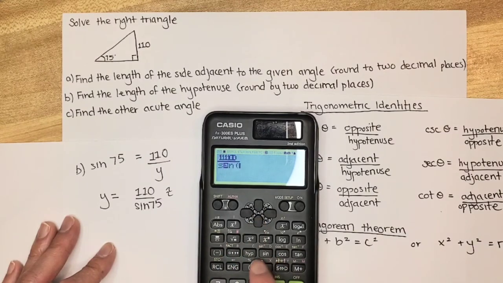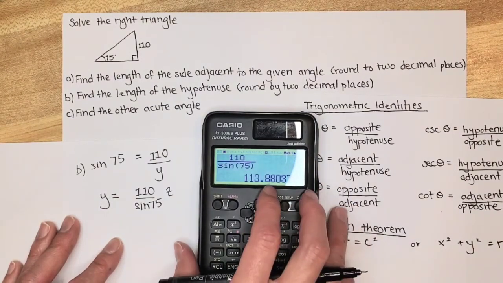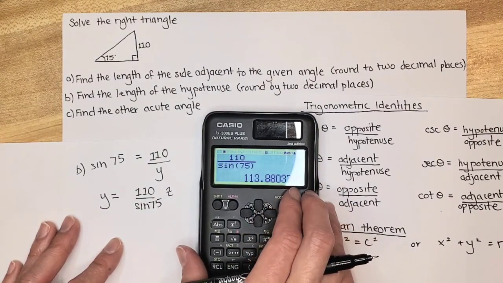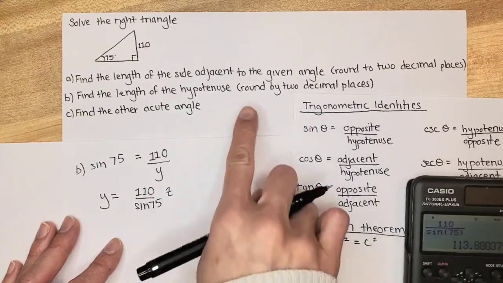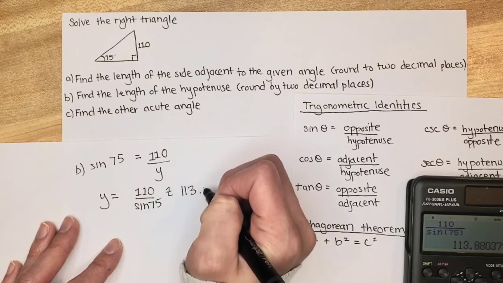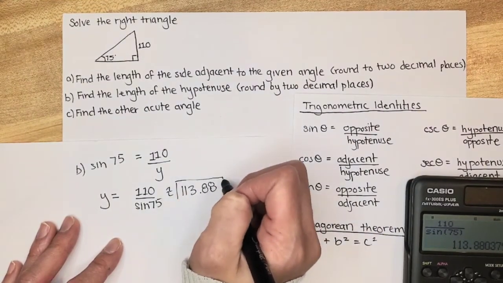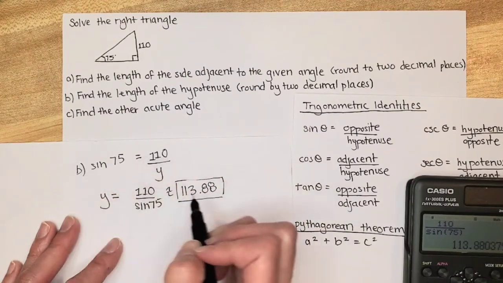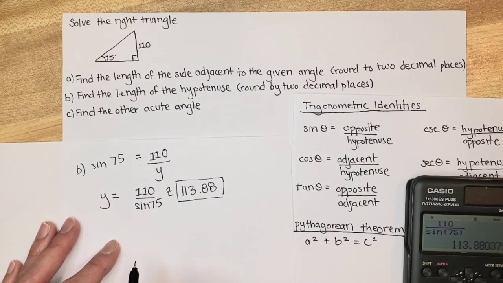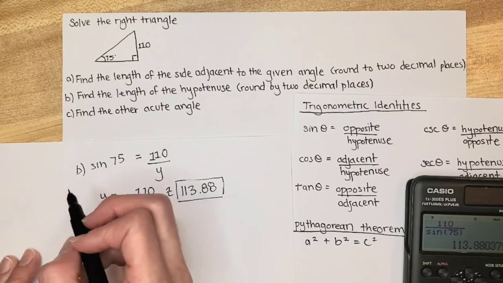When we're solving for y, we plug in 110 over sine of 75, and that's going to equal 113.8803798, which again we need to round to 2 decimal places. So our value for the hypotenuse side on B is 113.88. That will be our solution for B.